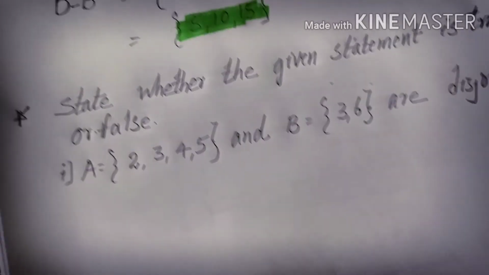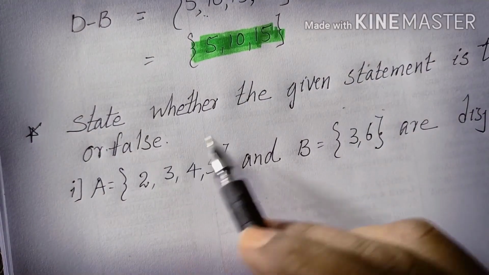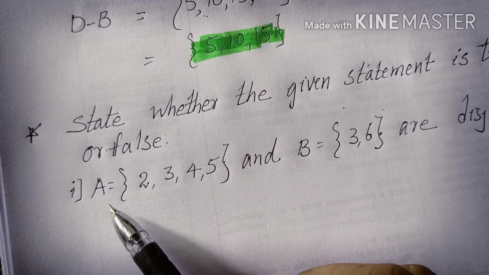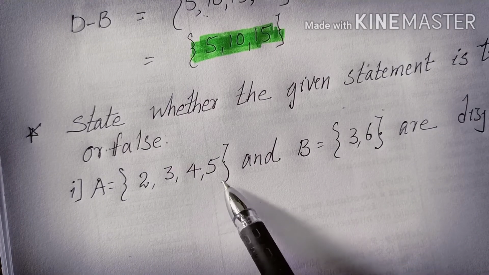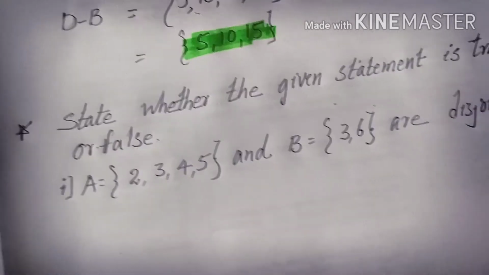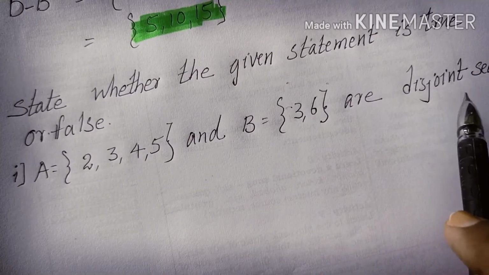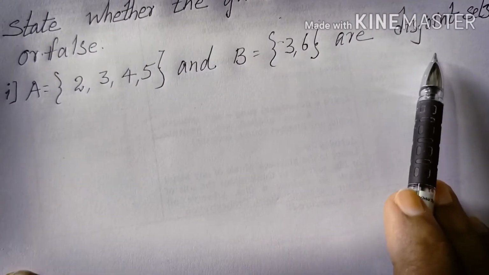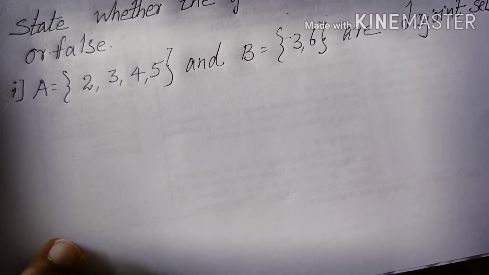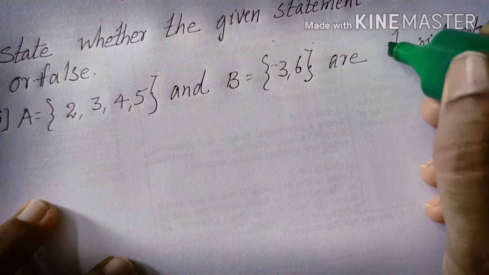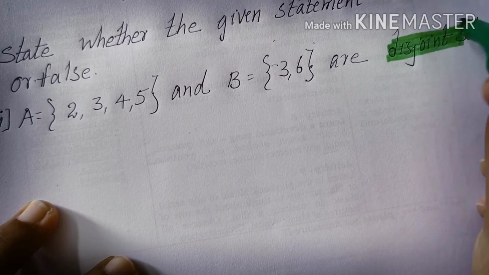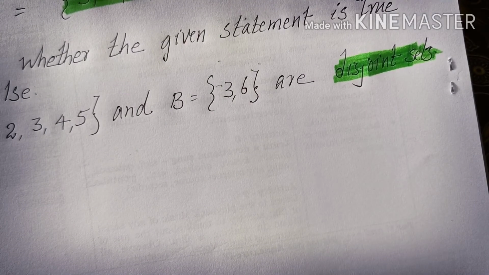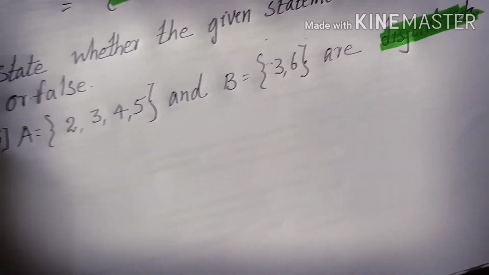Okay, let us move on to the next type. Here the question is, state whether the given statement is true or false. Here set A is 2, 3, 4, 5 and B is 3, 6. The statement given is that A and B are disjoint sets. So we have to see whether this statement is true or false. What do you mean by a disjoint set? If the intersection of two sets is a null set, we say that they are disjoint sets.